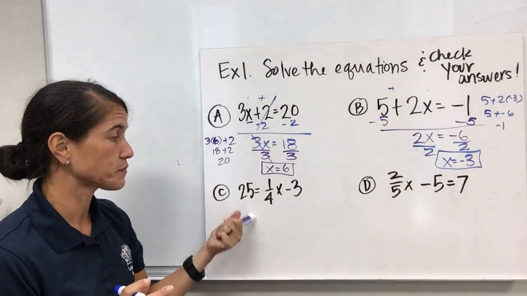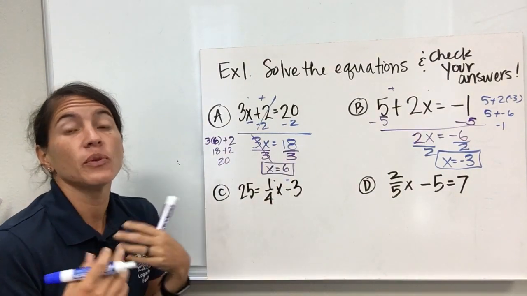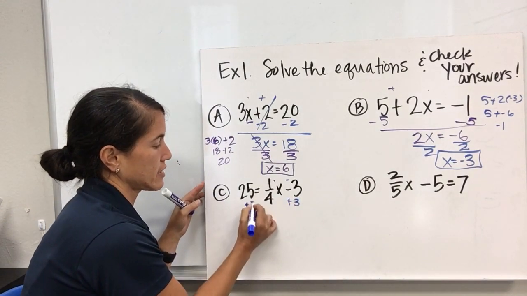Okay? So example C has this fraction 1/4 in it, but it doesn't really change anything right now. So I have multiplication and subtraction. I need to undo in reverse order, so I need to undo that subtraction. So I'm going to add 3 to both sides.